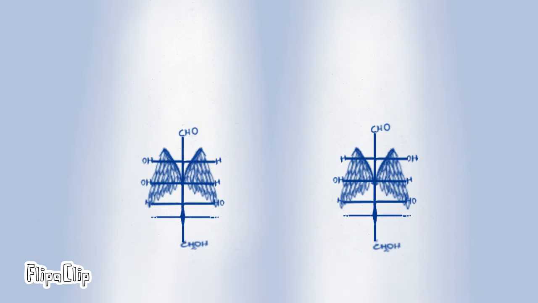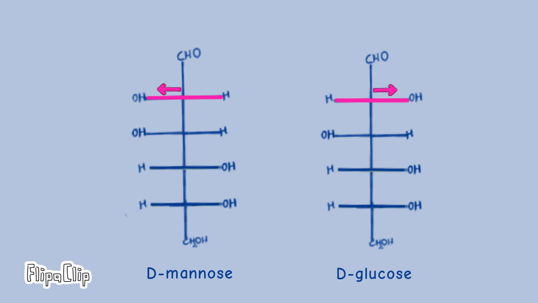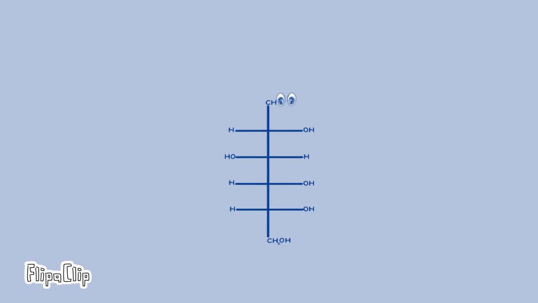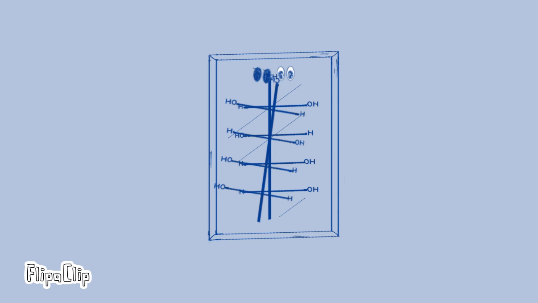Epimers are a special case of diastereoisomers. They are different in the conformation of one specific stereogenic carbon. Let's say, for example, glucose and mannose are different in the conformation of the 2nd carbon, and glucose and galactose are different in the conformation of the 4th carbon. Enantiomers. Enantiomers are stereoisomers that are mirror images of one another, but they're not superposable.